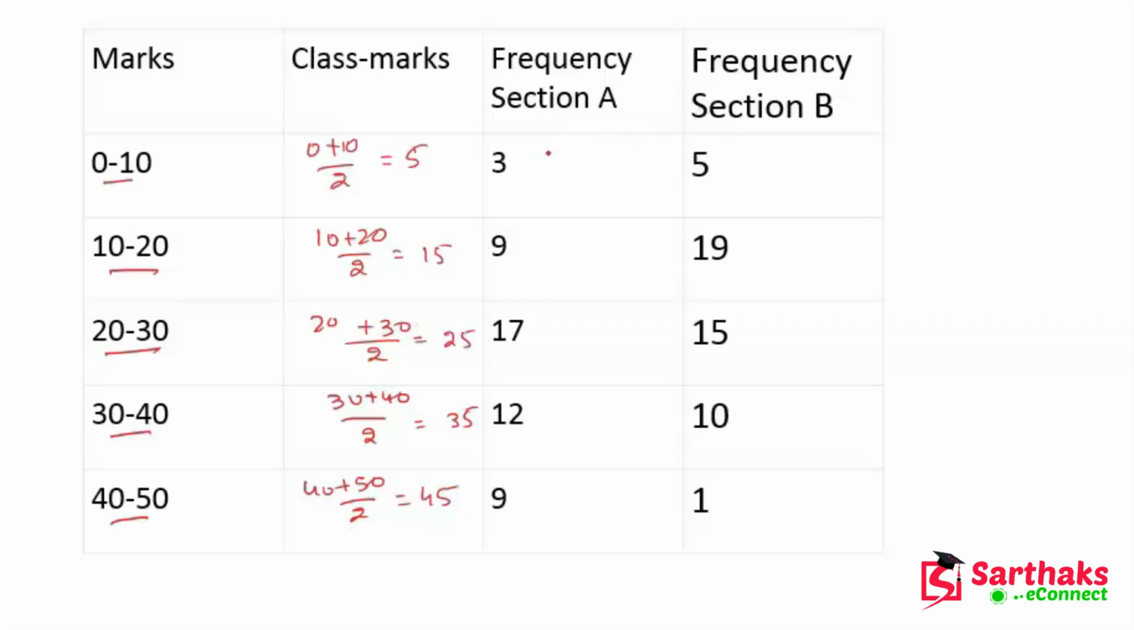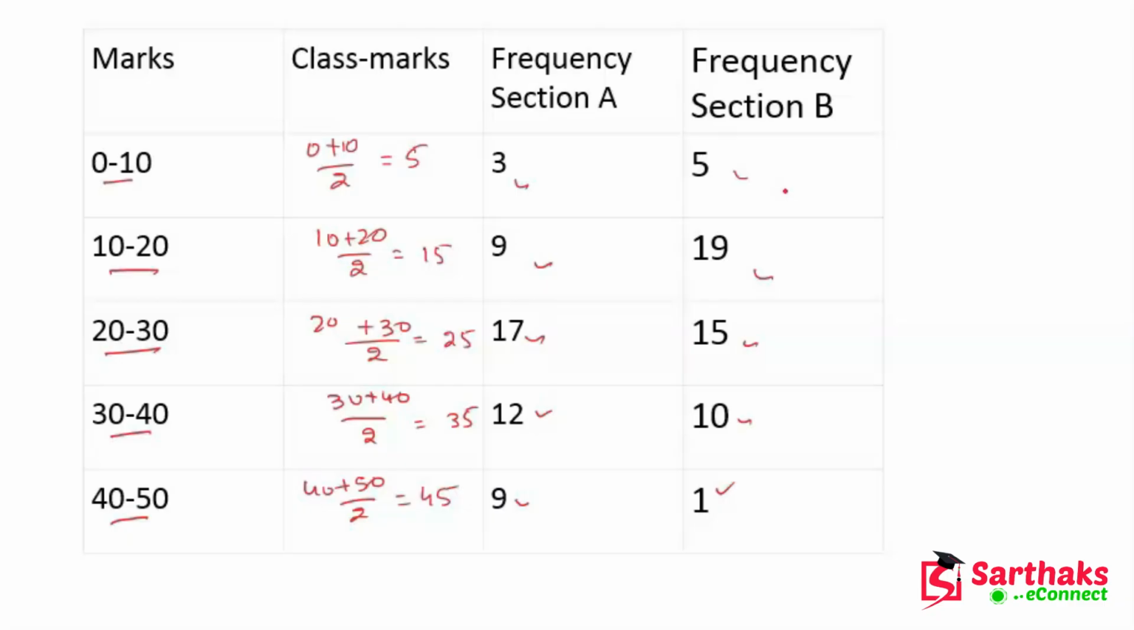Now we have the frequency of section A: 3, 9, 17, 20, 12, and 9. And the frequency of section B: 5, 19, 15, 10, and 1. So we have the frequency of section A and frequency of section B. Got it? Now first of all, we have to calculate the points where frequency is equal to 0.